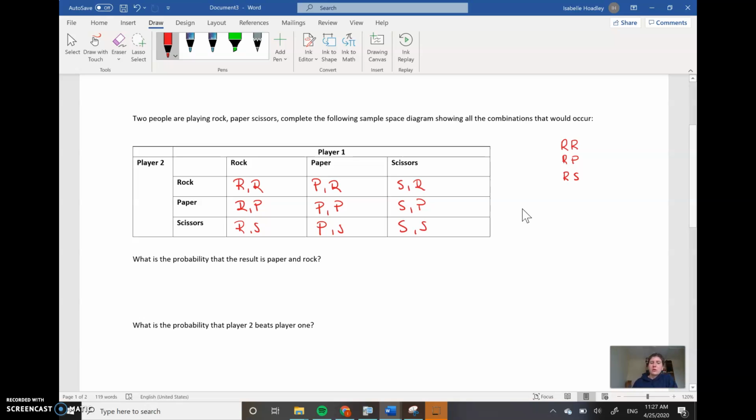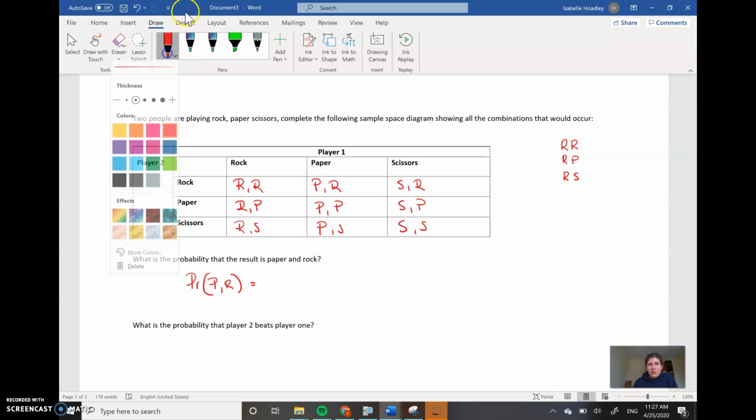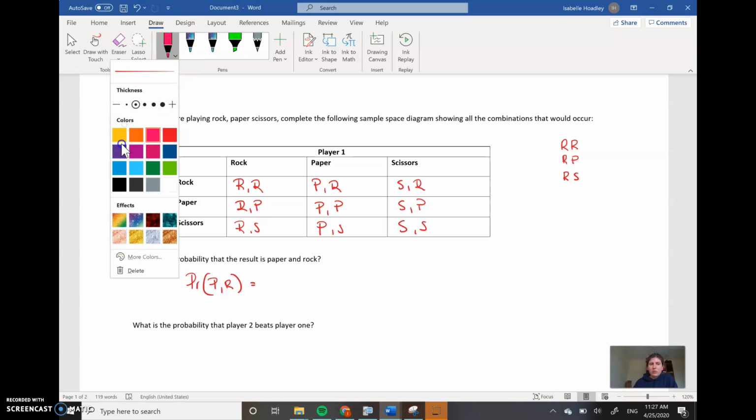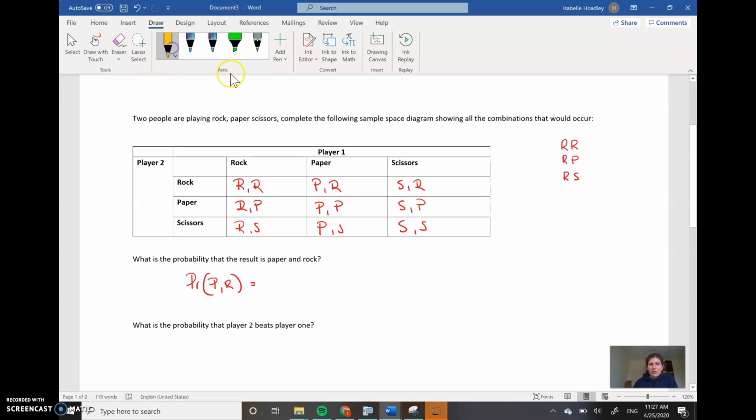So the next question says, what is the probability that the result is paper and rock? So I'm looking for a paper and rock outcome. Now, there's not only one of those, because you can have a paper and a rock, but you can also have a rock and a paper, and that pretty much gives you the same outcome. So here we've got rock paper, here we've got paper rock. So altogether, you have 2 out of 1, 2, 3, 4, 5, 6, 7, 8, 9 possible outcomes. So there's a 2 out of 9 chance that the result is rock paper.